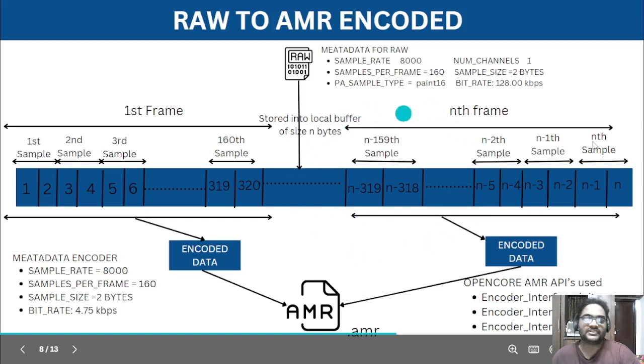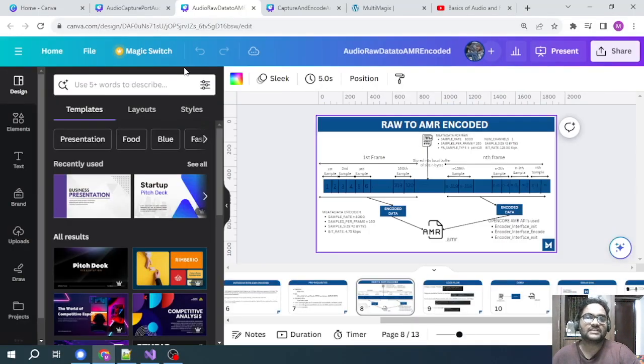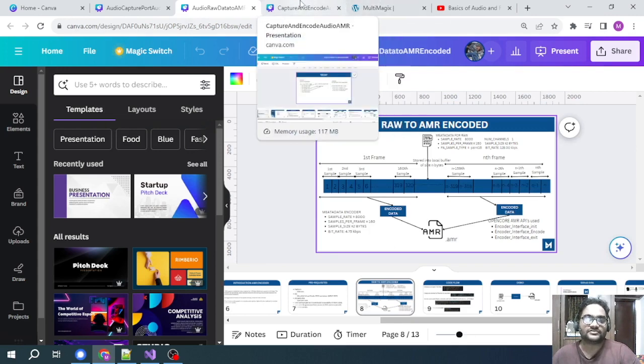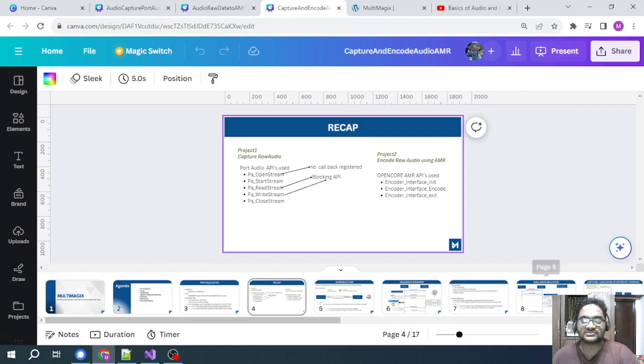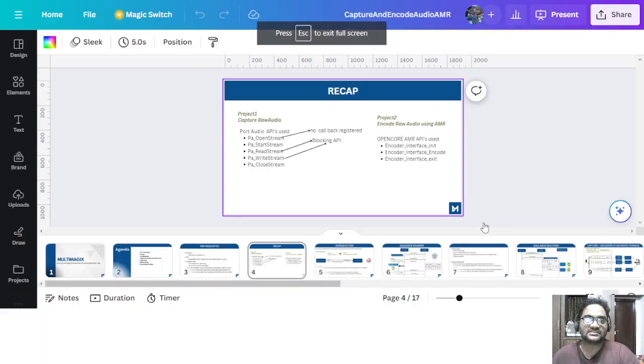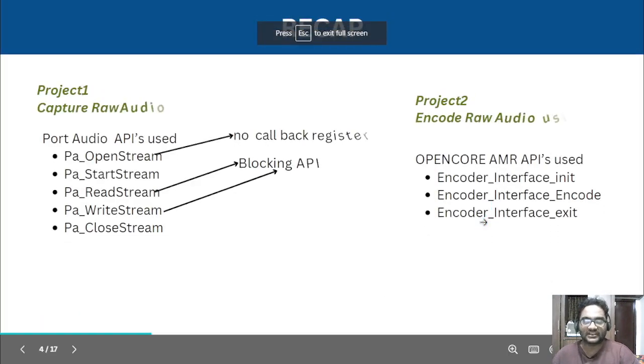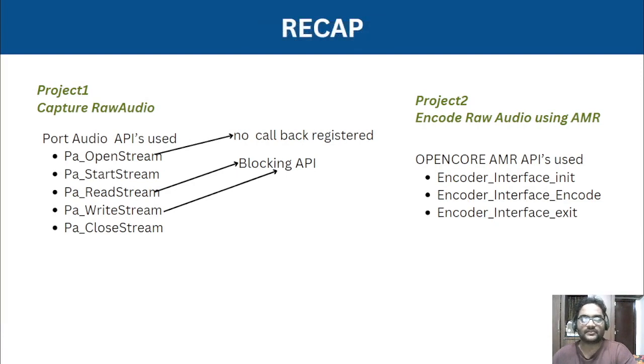We iterate through each frame and then we write it into the file. And these are the APIs used, the open AMR APIs, and this is the metadata. So this is just a quick overview of what we have done in project 1 and project 2. Why I am discussing this is because it sets the context for the next slides, in my opinion.